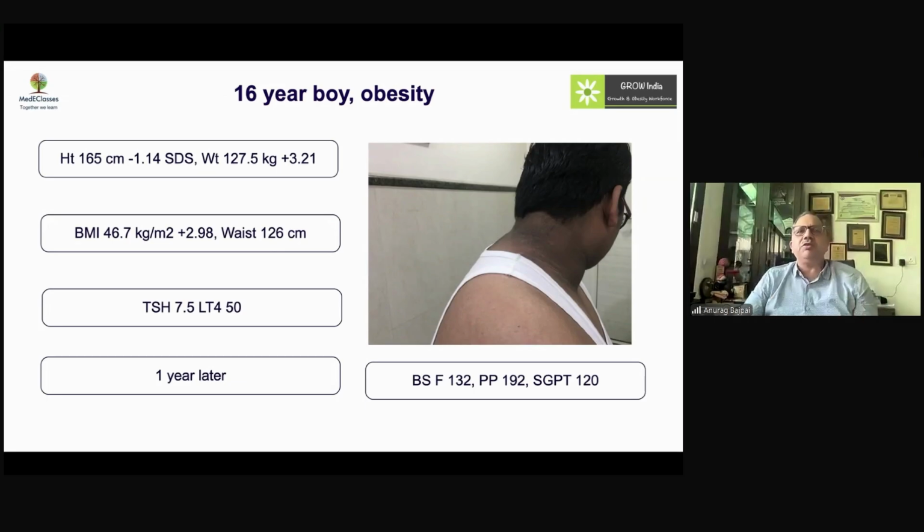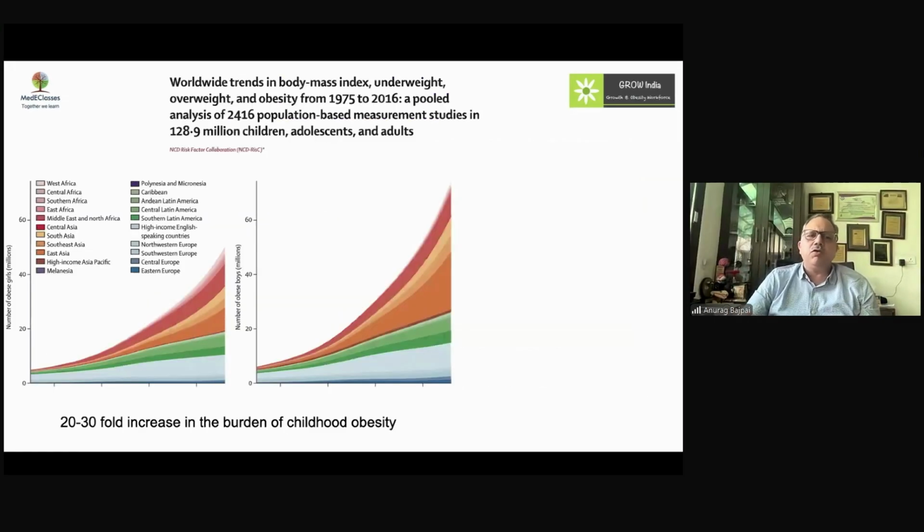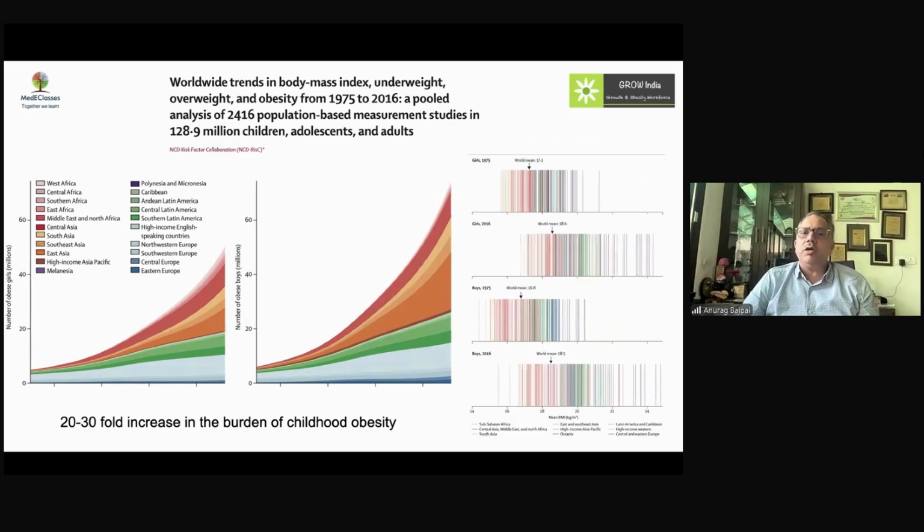And this is not something which is uncommon. Obesity is something which is becoming increasingly common. If you look at the global prevalence of obesity over a period of approximately 40, 50 years, there has been a 20 to 30 fold increase in the burden of childhood obesity. And this has significant implications, not only in the short term, but also in the long term. And this is particularly common across the globe, not limited just to the developed countries.